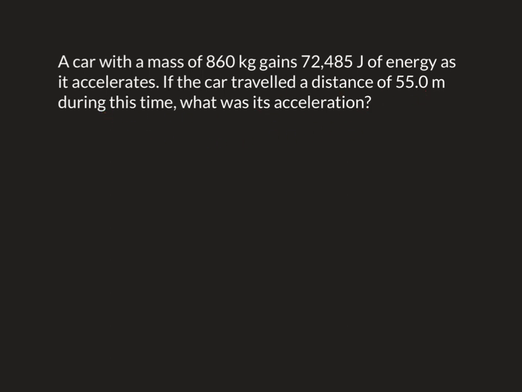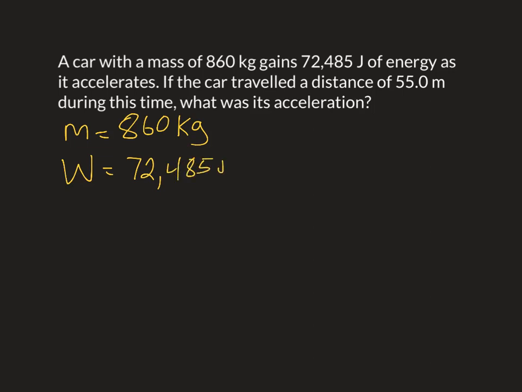It sounds like a lot's going on here, so it's nice to break it down and just say, what do we know and what are we trying to find out? We know that our mass is 860 kilograms. That's easy. We know that the work that was done to this car is 72,485 joules. Now I want to talk about this for a sec. This question doesn't say that this car had this much work done to it. It doesn't use the word work, but it gained this much energy. Remember that work is a measure of how much energy something gained or lost. So this car gained that much energy. That's how much work was done to it.